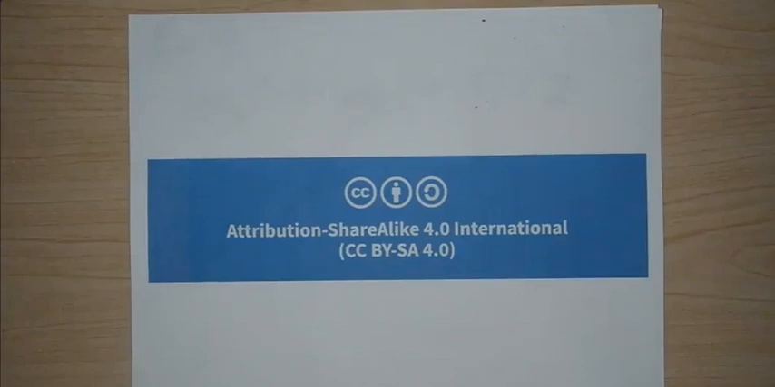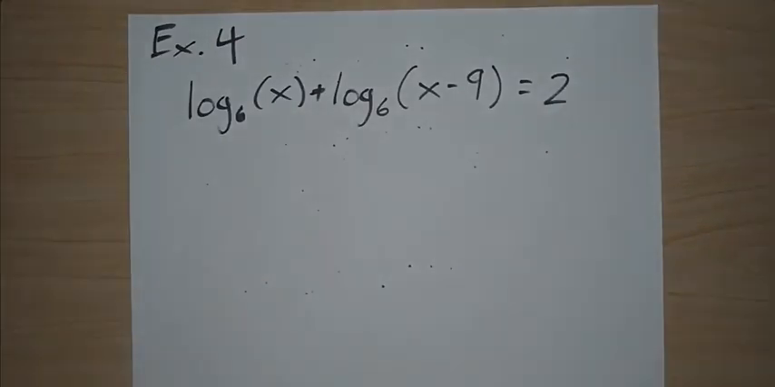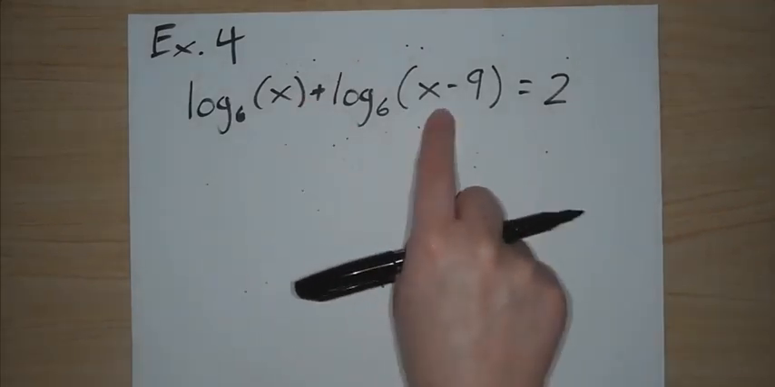This is example 4 of the Solving Exponential and Logarithmic Equations lab. We want to solve for x from the following equation. We have log base 6 of x plus log base 6 of x minus 9 is equal to 2. So we want to solve for x, so we want to combine our x's from here and here.